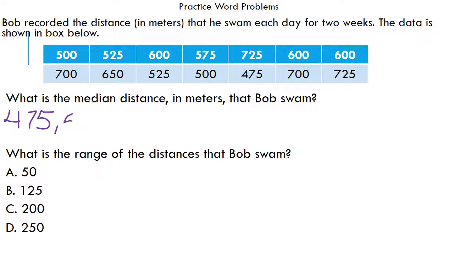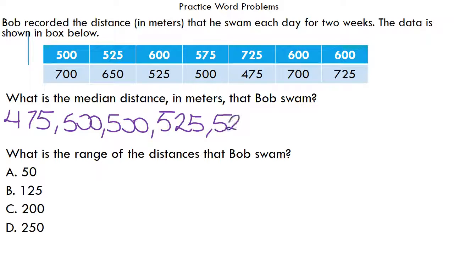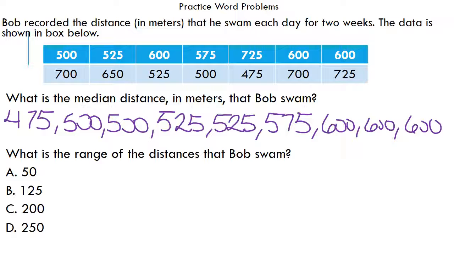475, 500, 500, 525, 525, 575, 600, 600, 600, 650, 700, 700, 725, and 725.